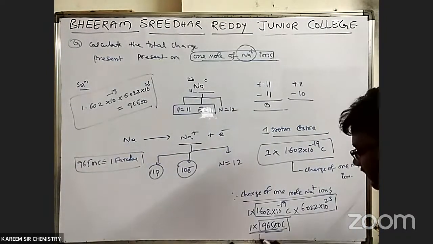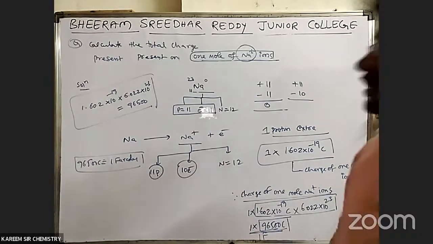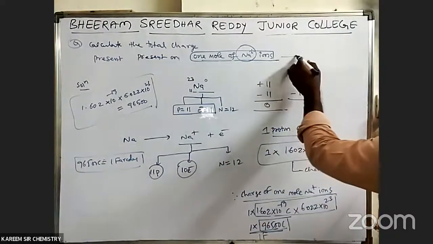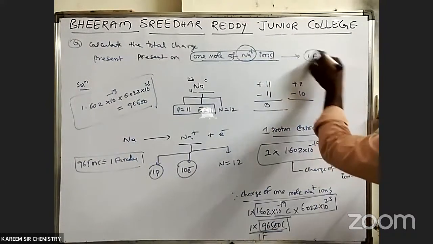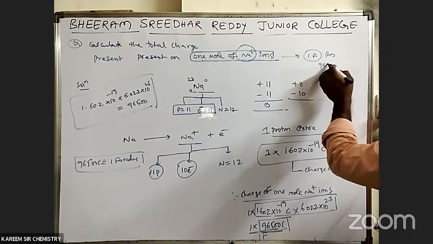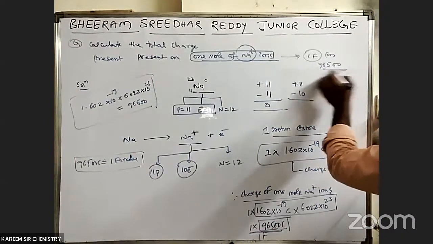Kabatti here the answer is 1 Faraday. So therefore charge of 1 mole electron is 1 Faraday or 96,500 coulombs.